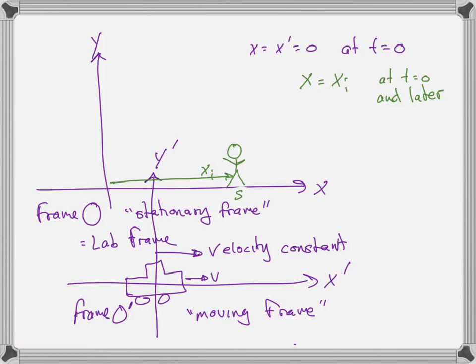I drew one frame of reference slightly ahead of the other frame of reference. But O prime is in the same place as O at t equals 0. So that means that at t equals 0, x prime, the position measured in frame O prime, is equal to x initial at t equals 0.